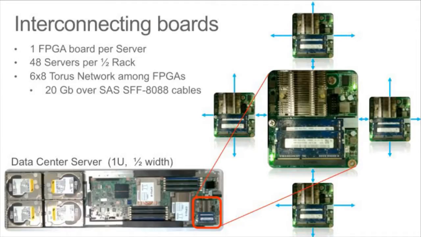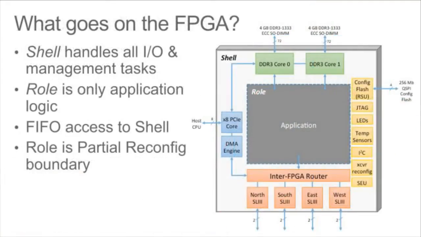Now, on the back of the server, of course, there's this big gnarly mess of 6x8 torus, but that's okay. It's just kind of a pain to cable. And so each FPGA has a north, south, east, west neighbor, and we construct the torus that way.